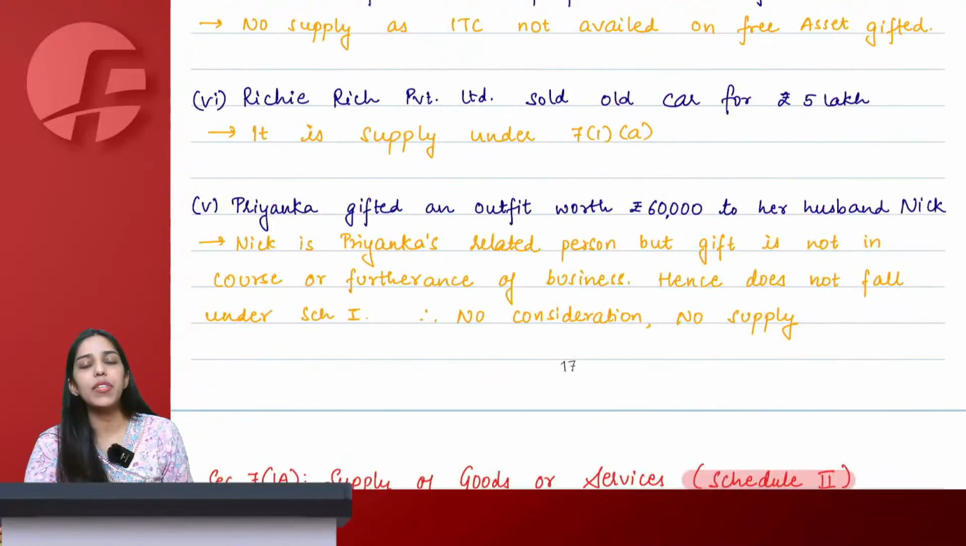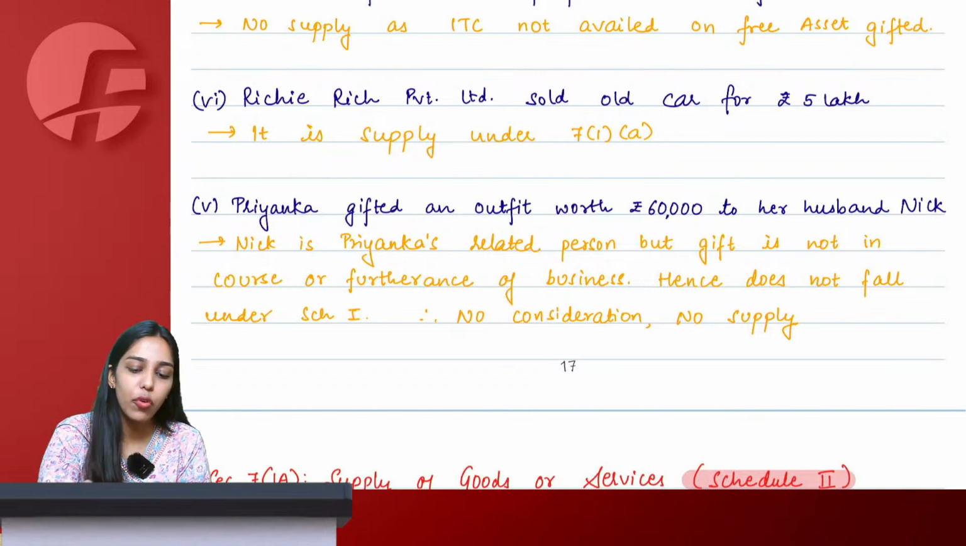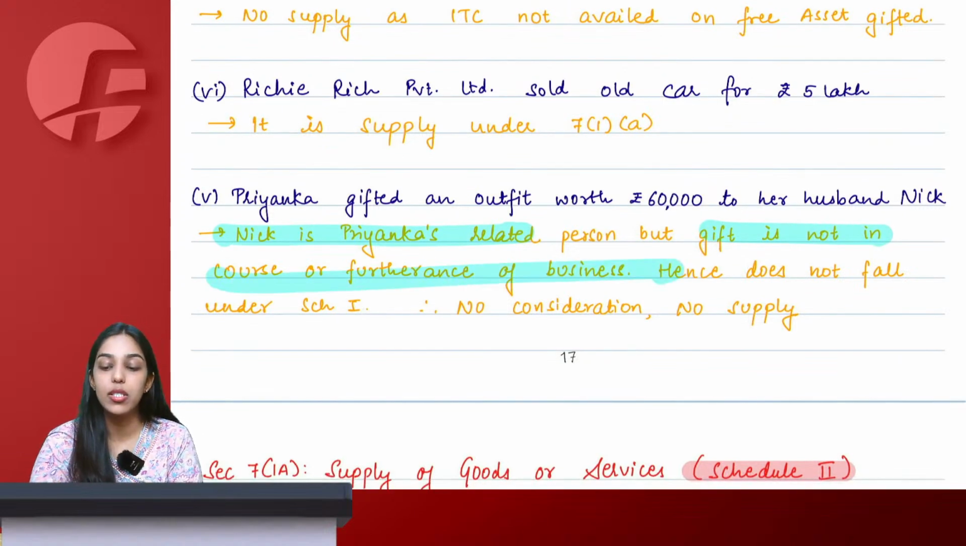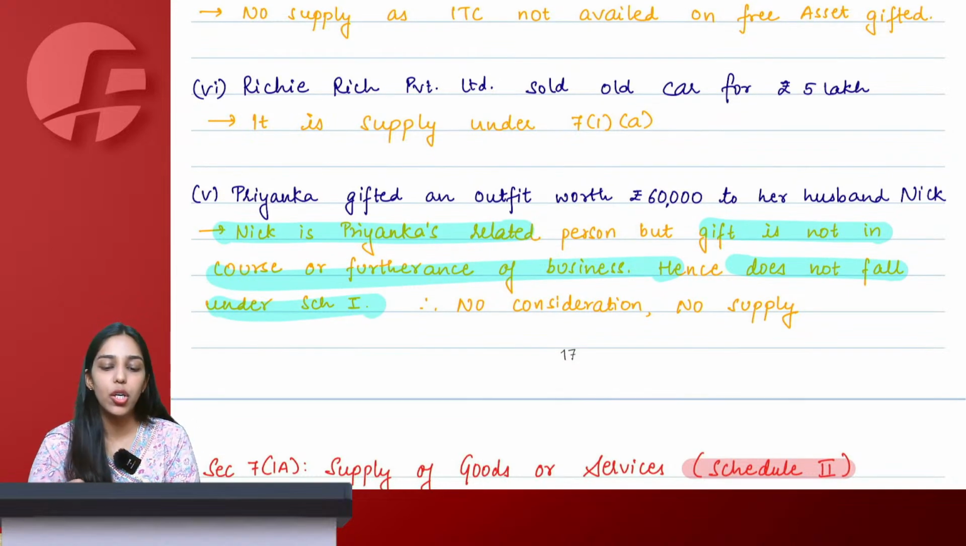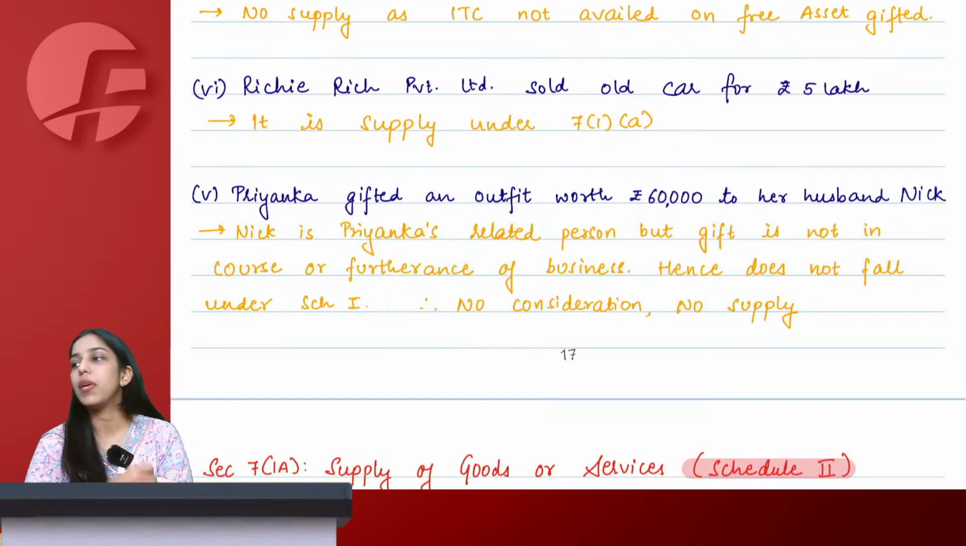Priyanka simply gifting clothes to her husband is not a business purpose, and therefore, Nick is Priyanka's related person, but the gift is not in course or furtherance of business, and therefore it is not falling under Schedule 1. We stick to the golden rule saying no consideration, no supply. Say yes or no, everyone. Is it 100% clear to all of us?